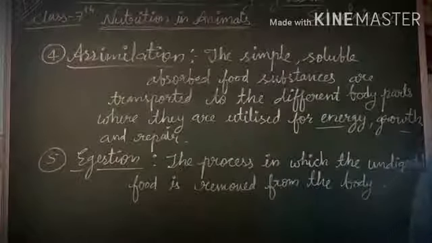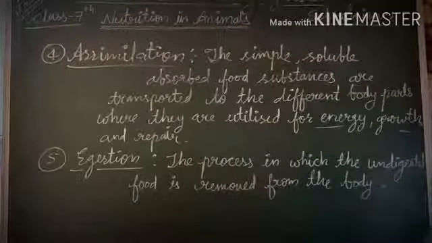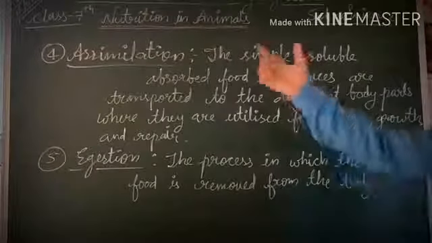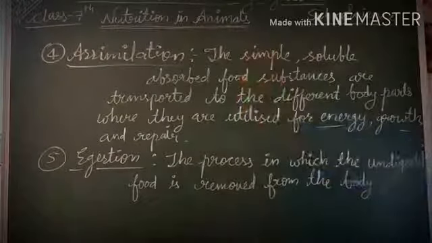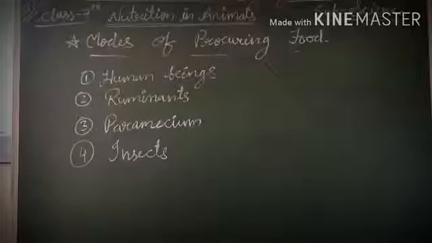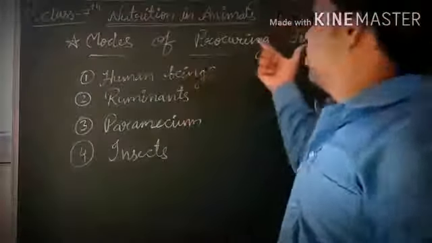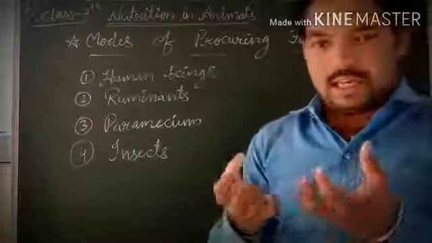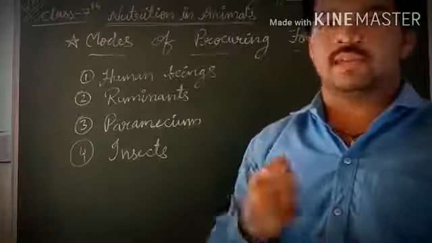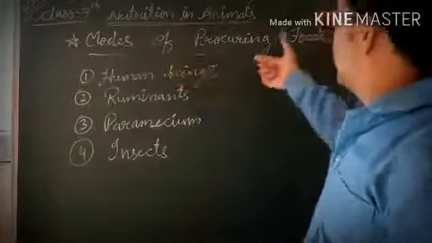Okay, so in this way, my five main topics are completed. After that, we will learn how nutrition in animals works. Now this is a small topic, modes of procuring food. Procuring means taking of food inside the body, in which process, or we can say with the help of which parts of the body. Okay, so modes of procuring food.